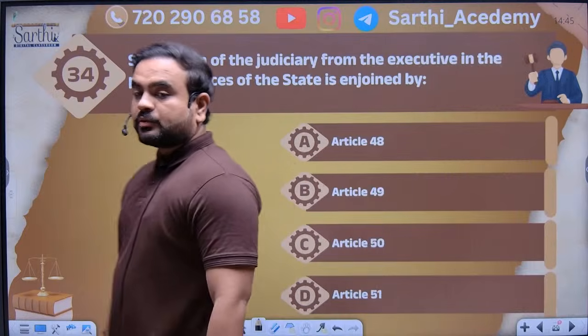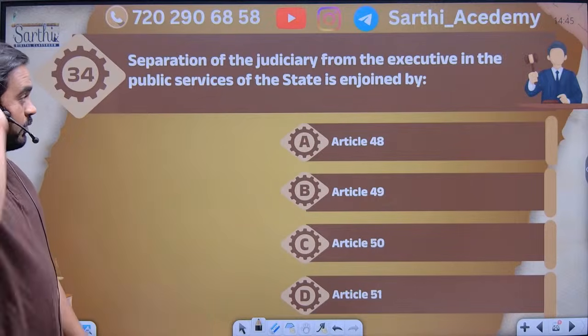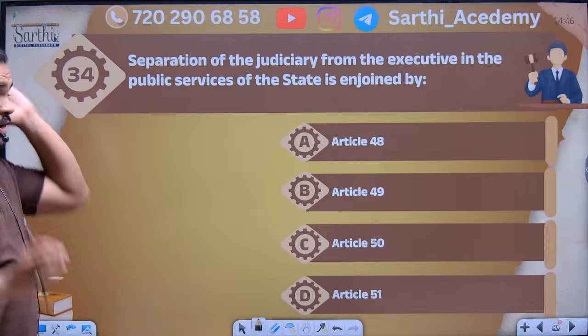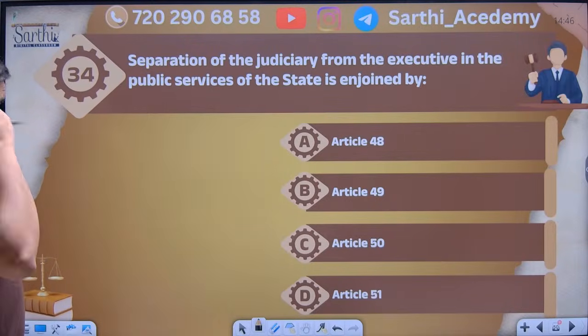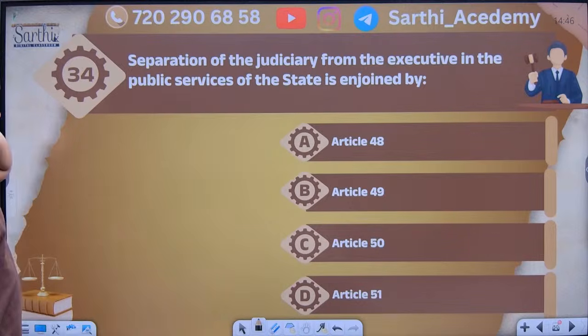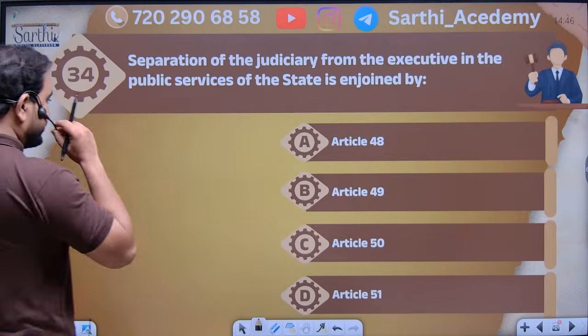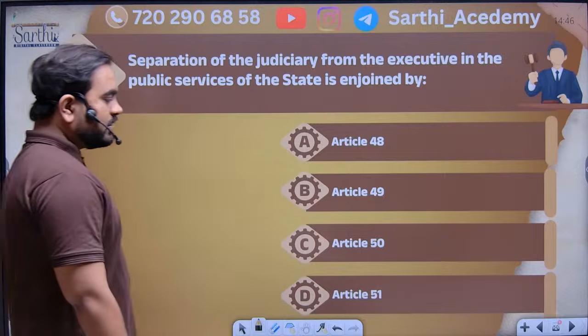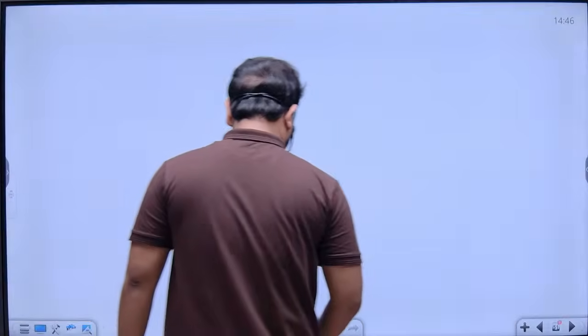Question number 34. Please answer question number 34. Separation of judiciary from executive in the public services of the state is enjoined by which article? That means which article actually talks about separation of judiciary from executive?